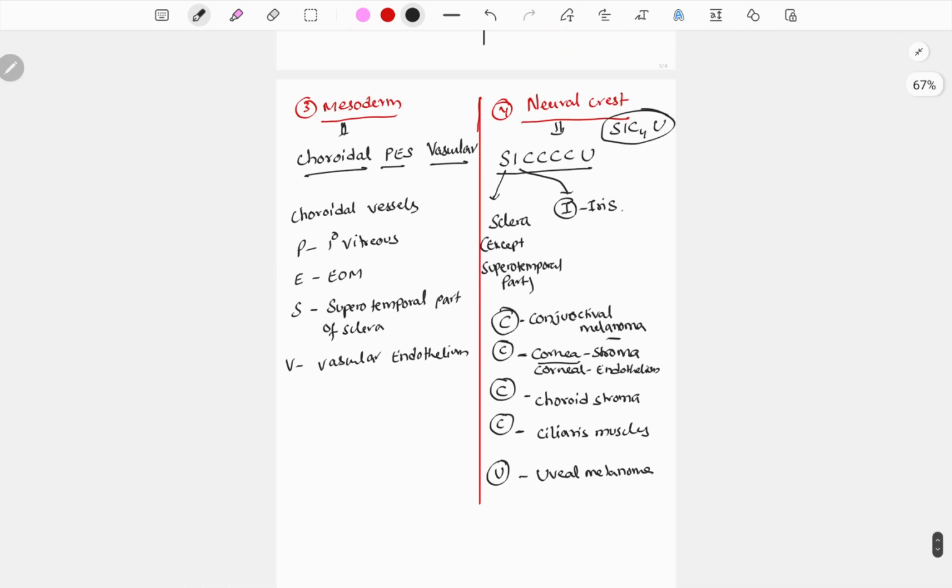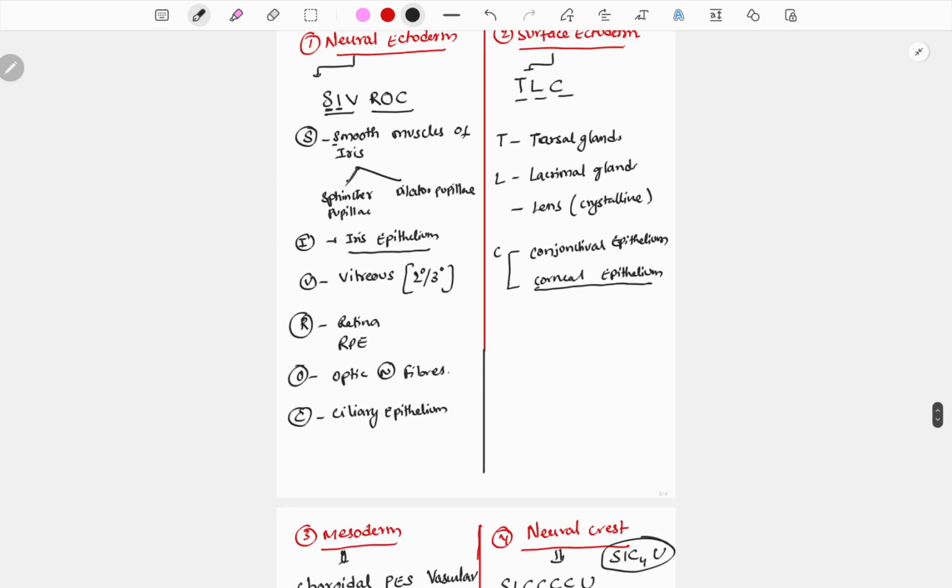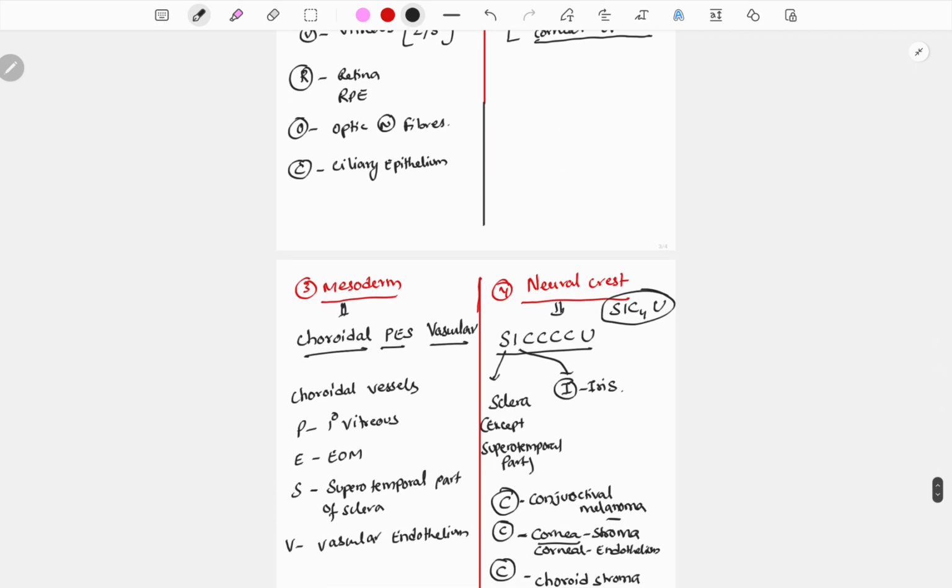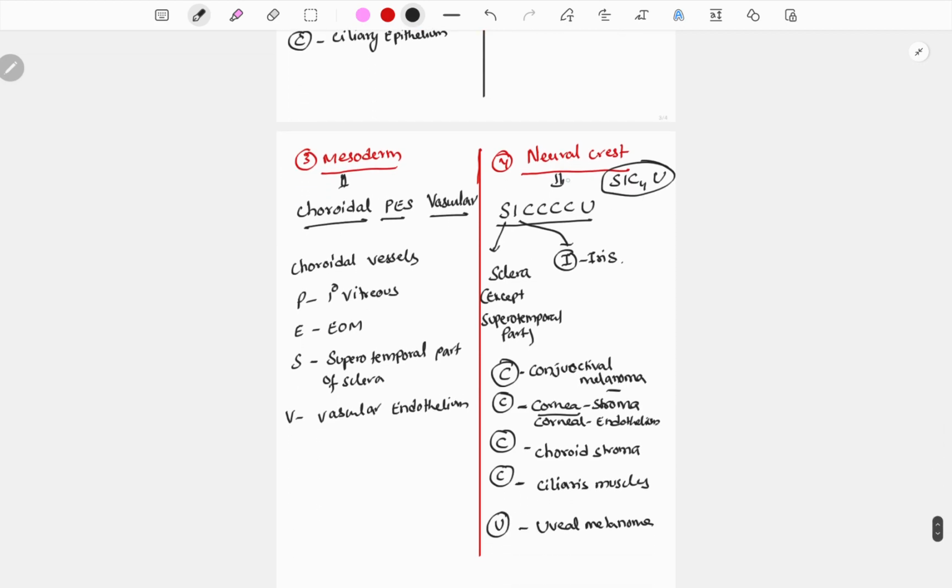So what are the structures included in neural crest? Sclera except its superotemporal part, iris, 4 C's, conjunctival melanoma. In this, you remember U is uveal melanoma, and the remaining part of cornea, stroma and endothelium, choroidal stroma, ciliaris muscle. And what are the muscles we already studied? Smooth muscles of iris are by neural ectoderm, whereas extraocular muscles are by mesoderm, and neural crest derives ciliary muscles.